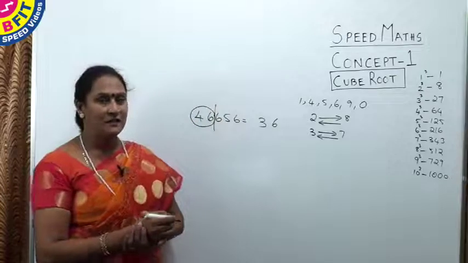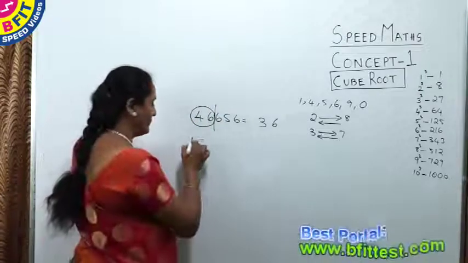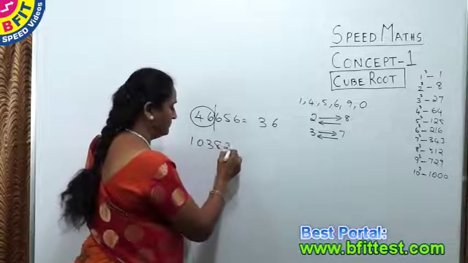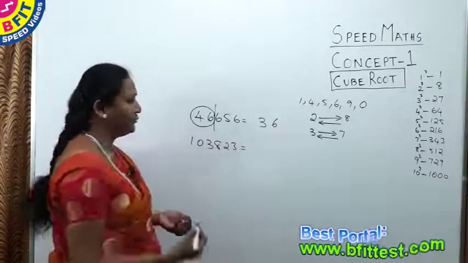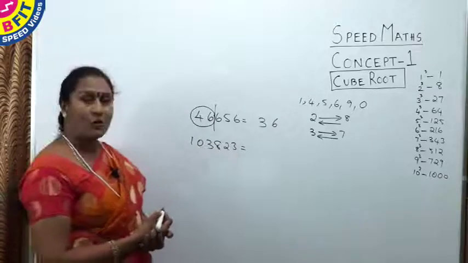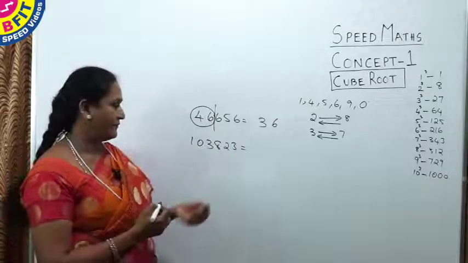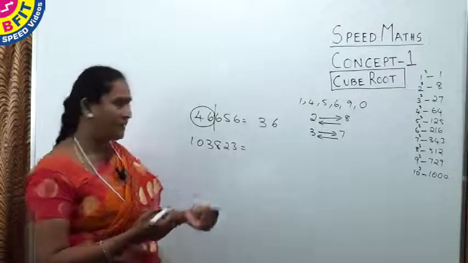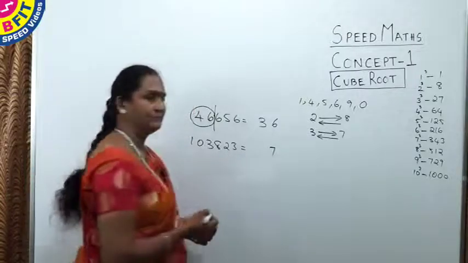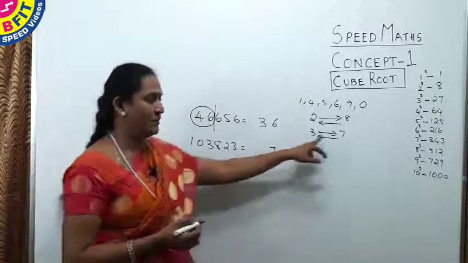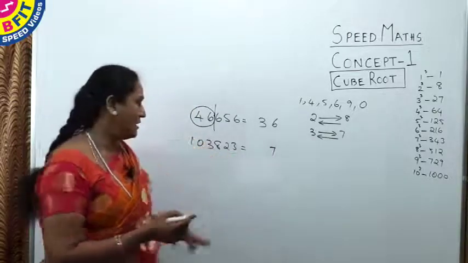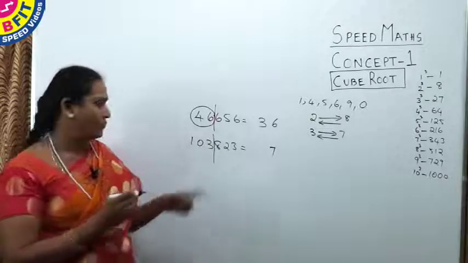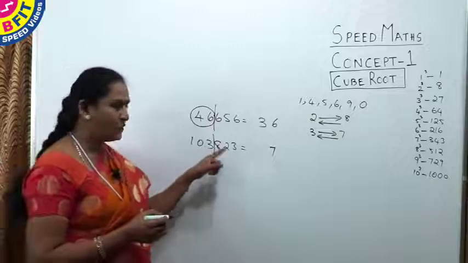Now we will see the second number, that is 103823. Now what will be the unit place? You have 3, so the unit place is 7. So when it is 3, the unit place will be 7 for its cube root. And now leaving 3 digits, what is the number you have got? 103. So don't check the unit place again.